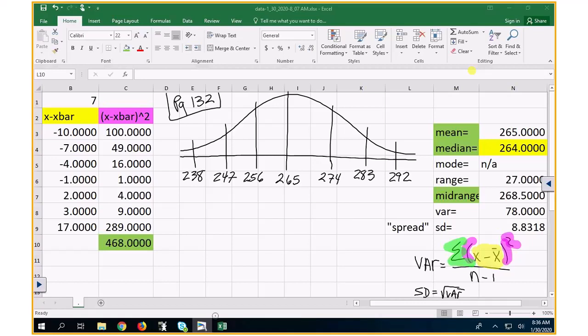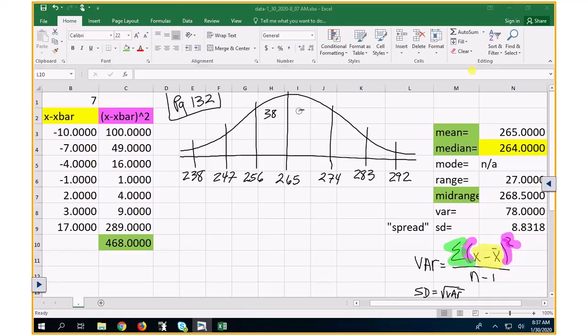Now I went 3 standard deviations because that's what I usually do. Some books only go 2 standard deviations, but most books now go 3 standard deviations. But it all depends on whoever. Okay?